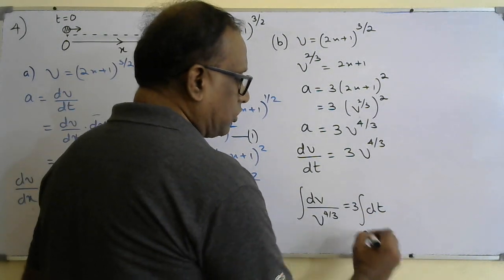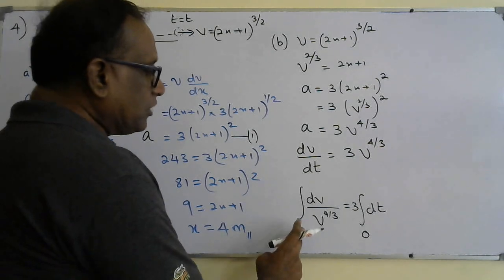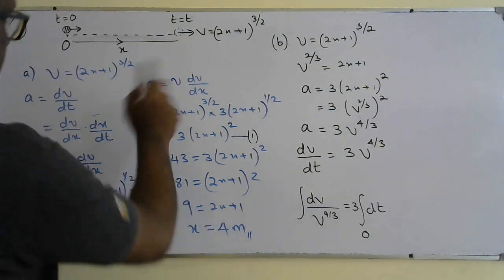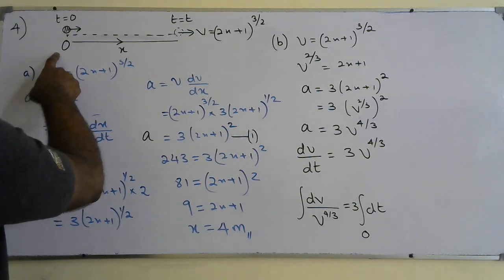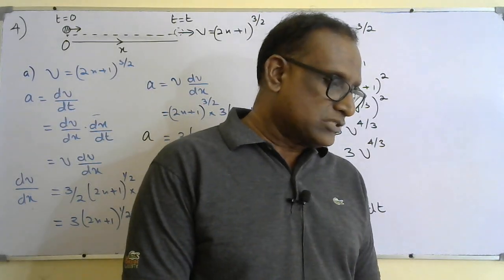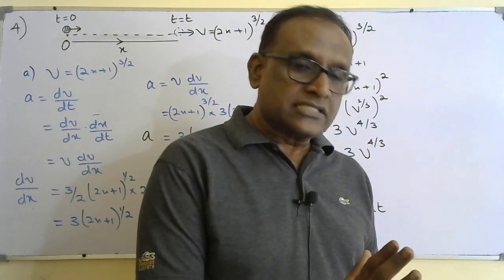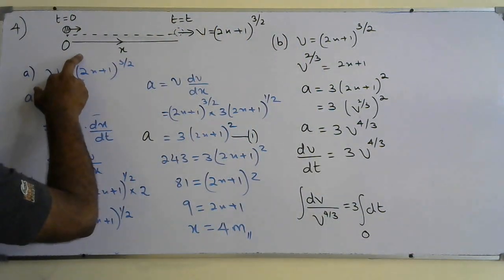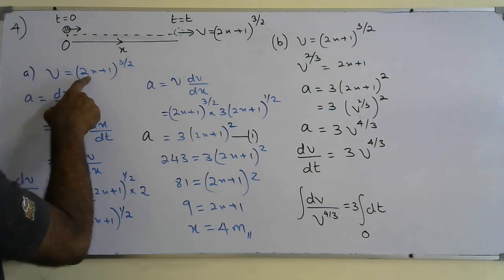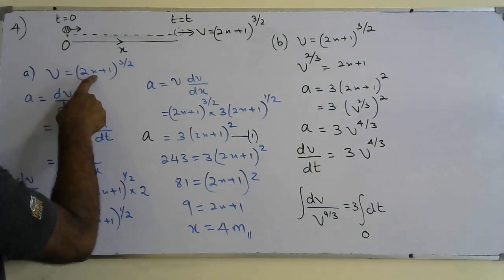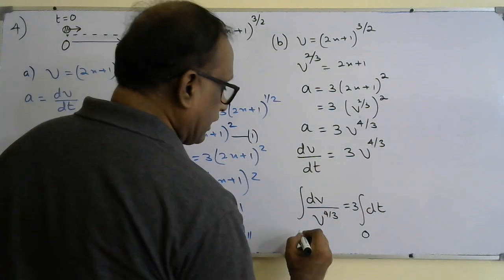Now when t equals 0, how much will be v? They are saying when t equals 0, the question says it was at the origin, which means when t equals 0, x equals 0. They say it in the question: when t equals 0, it passes through the origin O and x is measured from O. So when t equals 0, x equals 0. If x equals 0, how much will be v? Substitute x equals 0, and you will get v equal 1. So the lower limit here is 1.